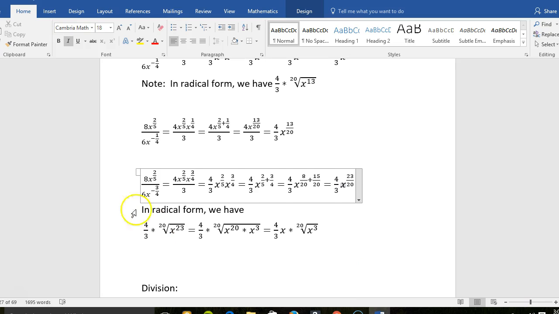So now down here, we have the 20th root of x to the 23. Remember, the biggest multiple of 20 that is smaller than 23 is 20 itself. So we turn this x to the 23rd into x to the 20th times x to the 3rd. That x to the 20th comes out. We do 20 divided by 20 is 1. That's x to the 1. All variables understood to be positive. And then that x cubed right here could not come out. So we have 4/3 x times the 20th root of x cubed.